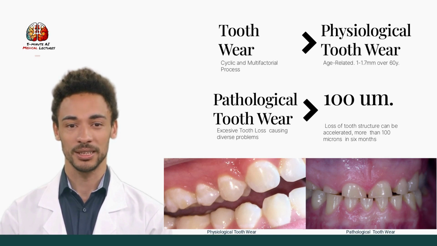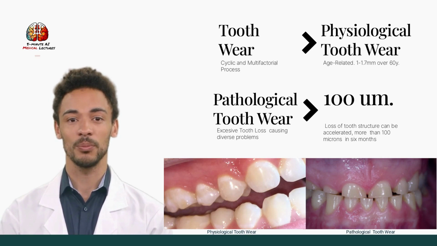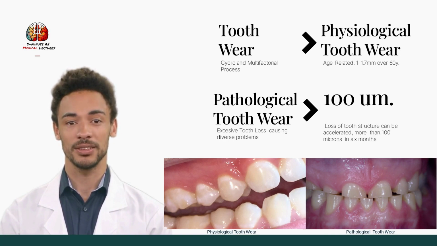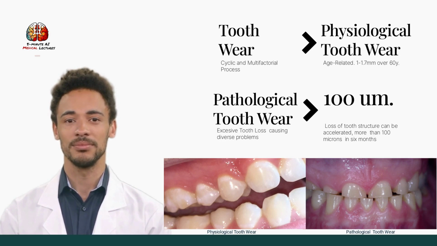Tooth wear is a cyclic and multifactorial process, with periods of remission and periods of more marked tooth wear. It is dependent on various factors such as daily exposure to acid, extrinsic mechanical wear, masticatory function, and tooth-on-tooth wear. Physiological wear does not cause functional, aesthetic, or tooth sensitivity problems. In fact, age-related dental wear is expected to be over 1 mm, 1.7 mm in a 60-year lifespan.